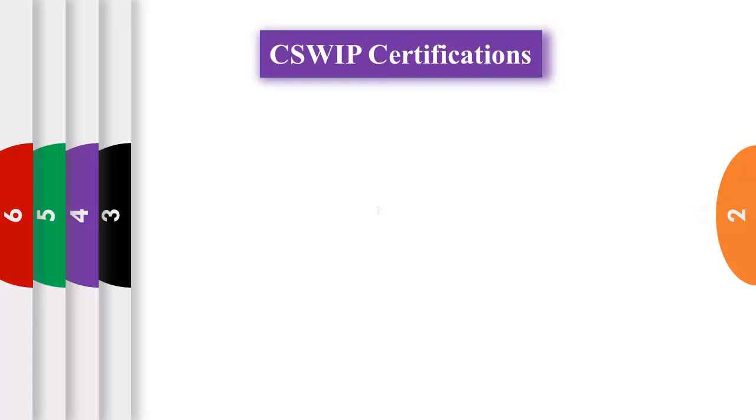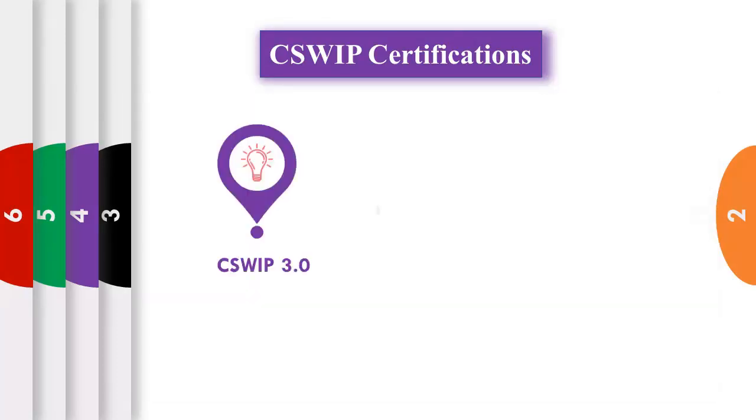I would like to provide some background of CSWIP certification. What does CSWIP stand for? Originally, it stood for Certification Scheme for Welding Inspection Personnel. There are 4 certifications of CSWIP. First one is CSWIP 3.0, also known as Visual Welding Inspector. This certification is available with 2 choices.